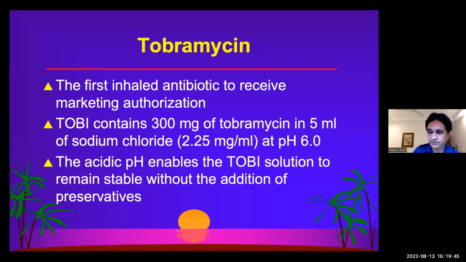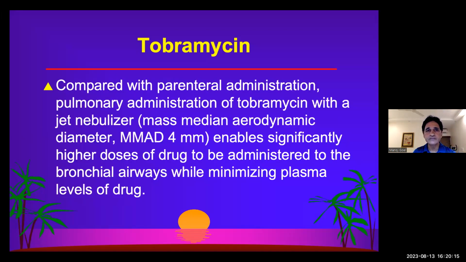So coming to tobramycin, it is the first inhaled antibiotic to receive marketing authorization. Tobramycin inhaled contains 300 mg of tobramycin in 5 ml of sodium chloride. It has a pH of 6. The acidic pH enables the solution to remain stable without the addition of preservative. So again, the pH and those pharmacological aspects are also very important for effective drug delivery. All these things are taken into consideration while formulating drugs for the inhalation route.